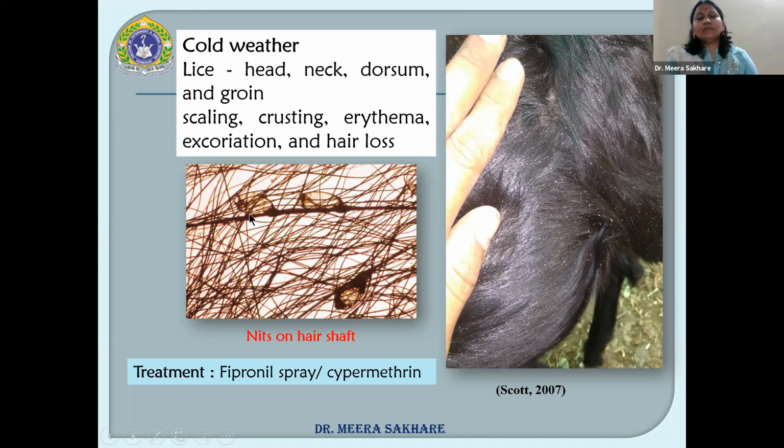So sometimes there are eggs of lice. In spite of the adult lice, whenever they complete their life cycle, we can see oval shaped or pale colorless eggs. So these are called nits. So eggs of lice are called nits. These nits we can see on the hair shaft of the affected animal. So this hair shaft has these nits.